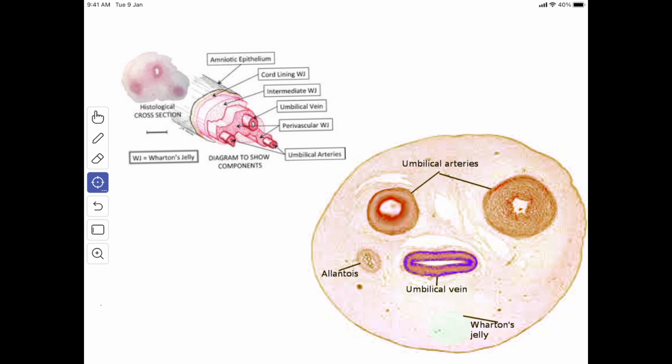In the early part of the pregnancy, the umbilical veins are two in number. Later, the right umbilical vein disappears and the left one persists to convey the oxygenated blood from the placenta to the fetus, where it joins the left branch of the portal vein at the porta hepatis.